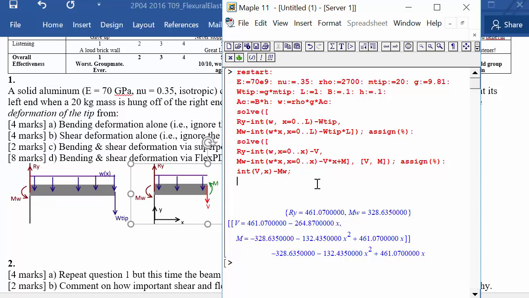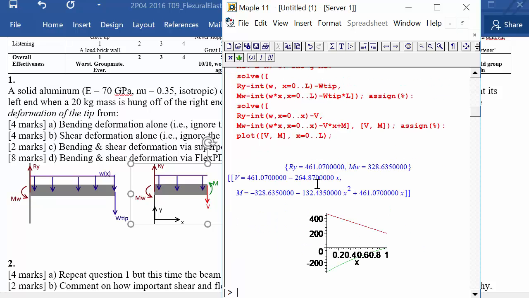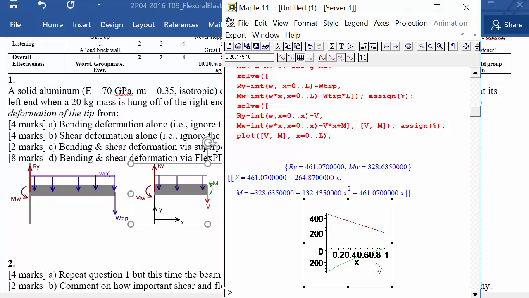Okay, so now that that's done, we can check that everything works out by plotting v and m for x equals 0 to L, and see if the setup makes sense. So the moment starts at the moment that we had applied at the wall, and it rises up towards 0 because we don't have any moment applied at the tip. The internal shear force that the right side is putting on the left starts at enough to balance out ry, and then decays down until it is equal to the force that just that weight at the tip is applying to the rest of the beam.